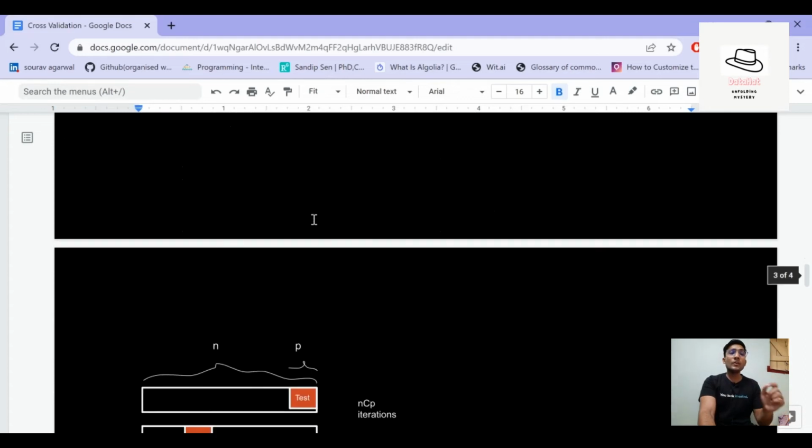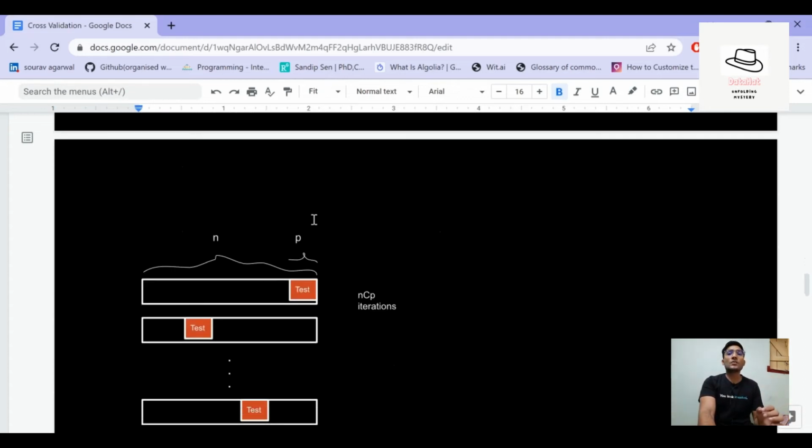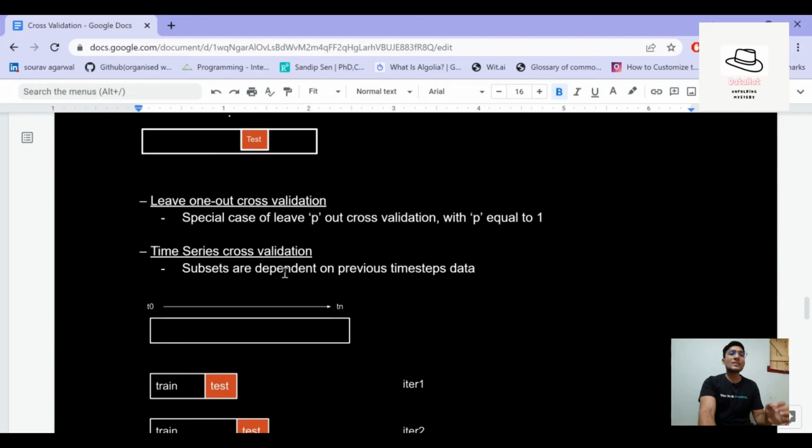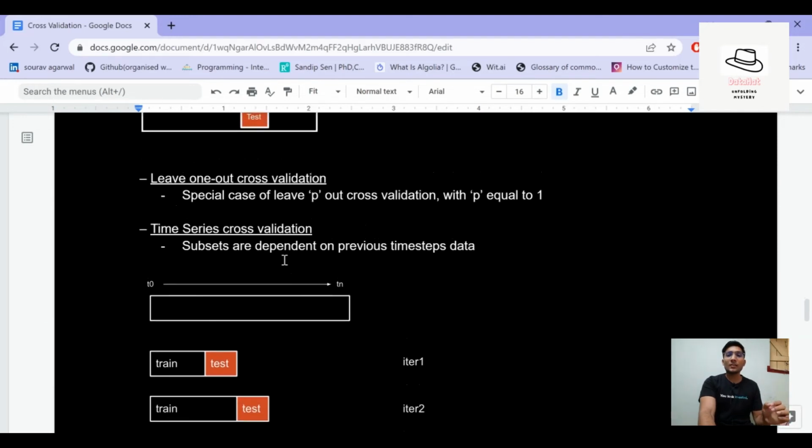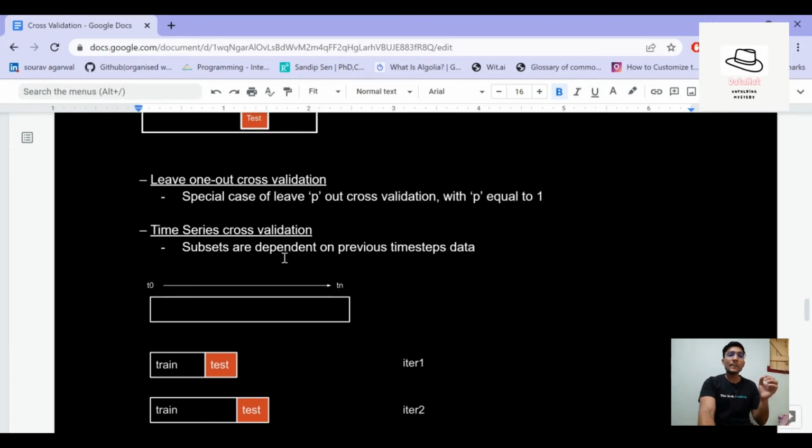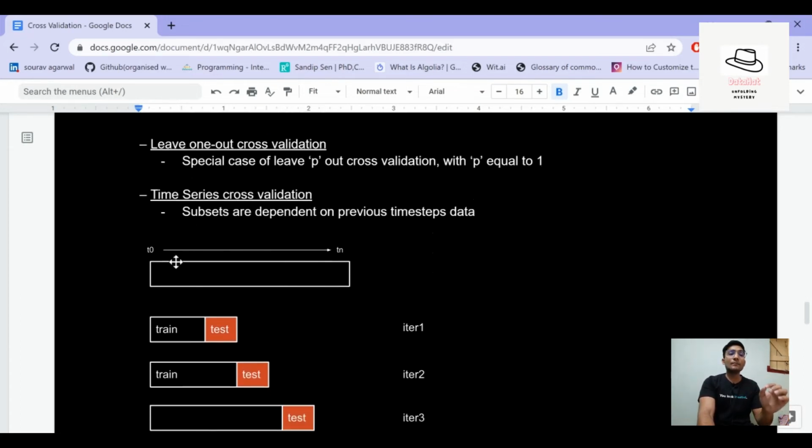So what we'll do is we'll use a separate type of cross validation technique, which is known as the time series cross validation technique, or it is also known as the rolling cross validation technique. Now, to understand this simply, we are taking an example. Consider your data set having time range starting from t0 to tn in this order.